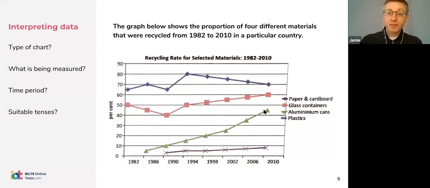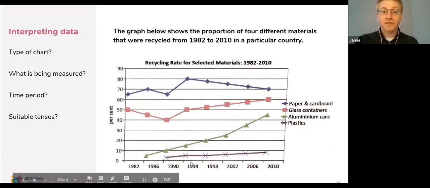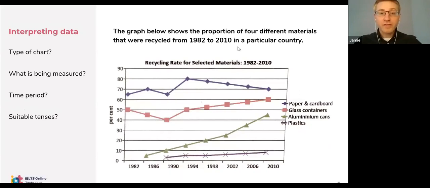If the period includes the present, if it goes from the past to the present, then we might need to start using tenses such as the present perfect. But here, we're describing a finished period in the past, a completed action. So we use the past simple and past continuous for the most part. So we've looked at the data. We've got an idea of the language we're going to use.